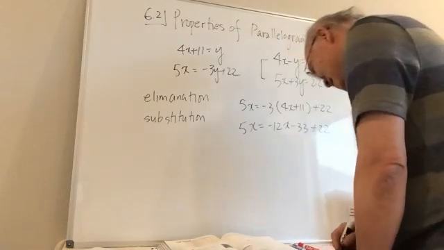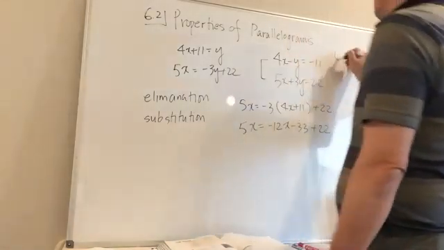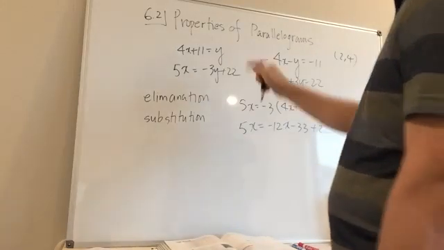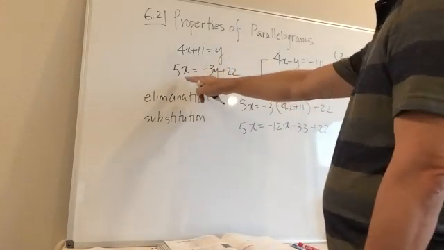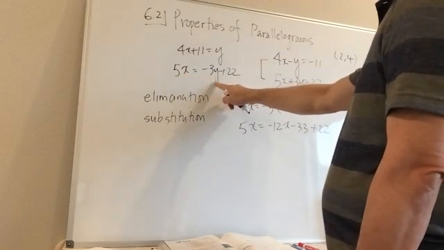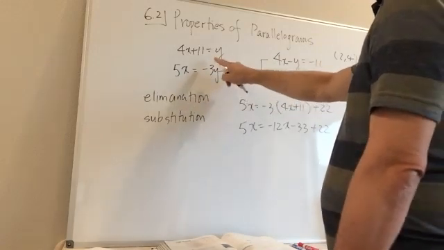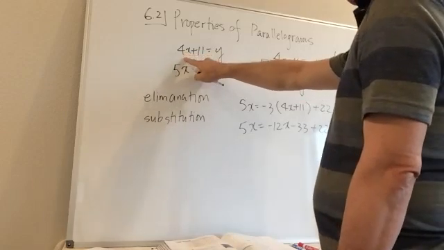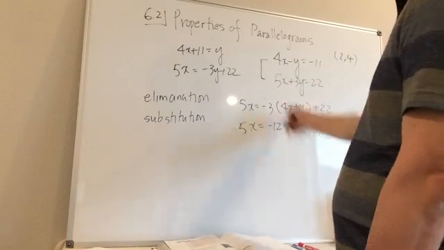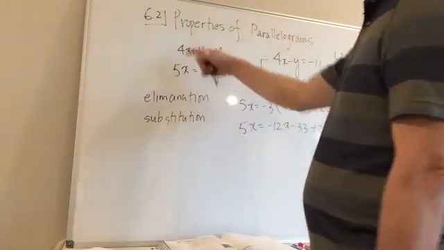So the answers are supposed to be 2 and 4. What did I screw up? 4, 2, 10. That one works, so I did everything okay there. What did I do wrong here? 8. Huh. Yeah, I must have done something wrong here. So I did this part right. I did that part wrong.